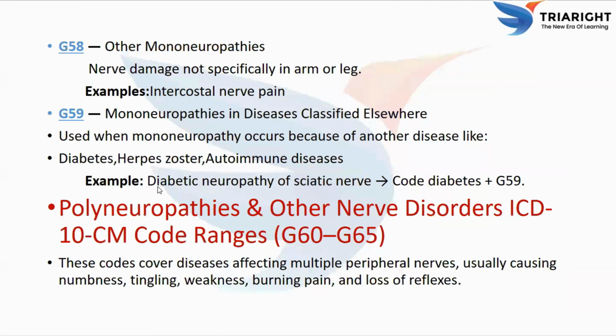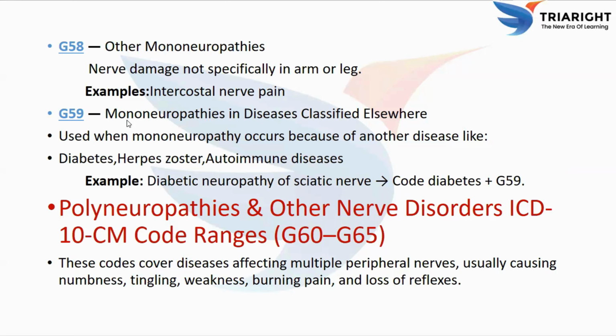So next, coming to G58. So what is G58? The other mononeuropathies. So what are other mononeuropathies? These codes are used when only one nerve is affected but not in the arm or leg specifically. You got my point, right? Only one nerve. Mono means only one nerve, right? Only one nerve is affected, but not in the places of arm or leg, but in other places.